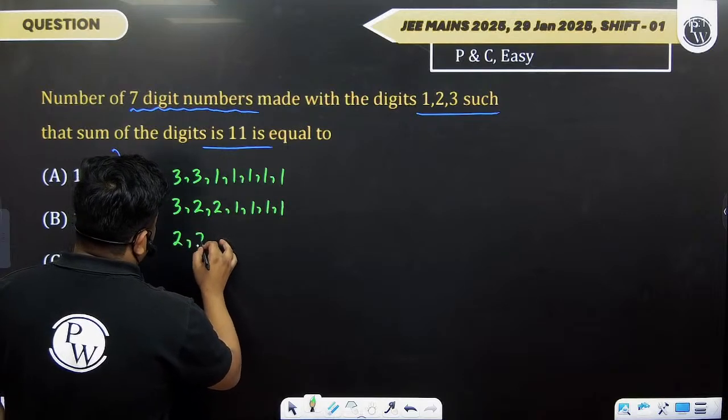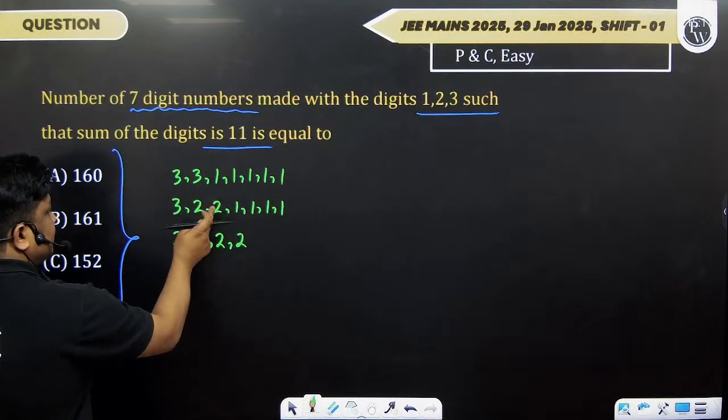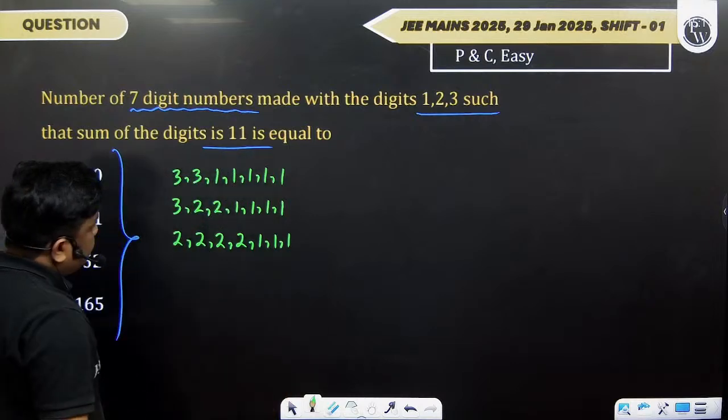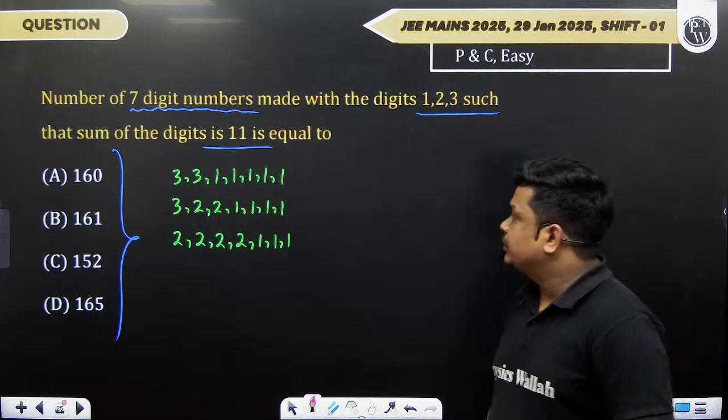Now 2, 2, 2 and 2. This becomes 8. This becomes 6. This becomes 7. This becomes 8. Now 3 places to fill. Now these are the possible scenarios, possible cases.